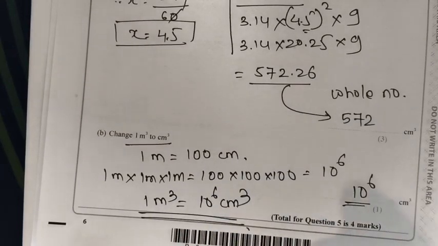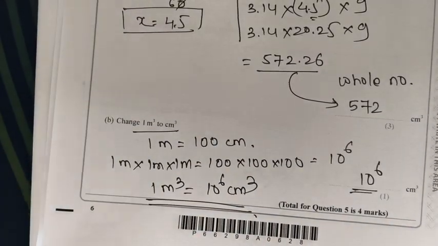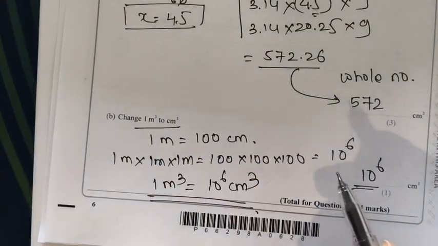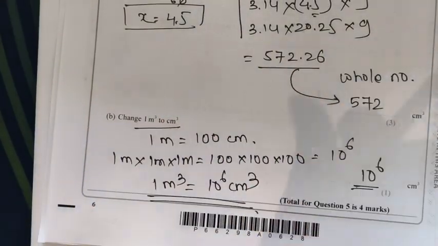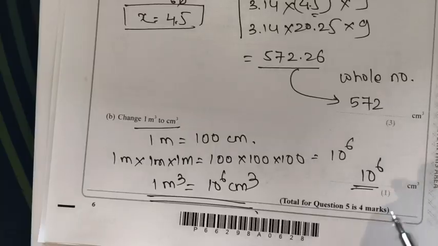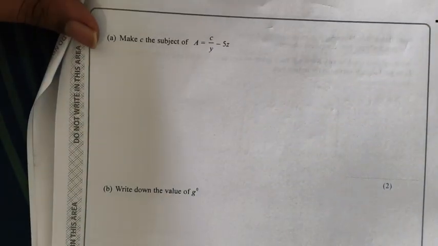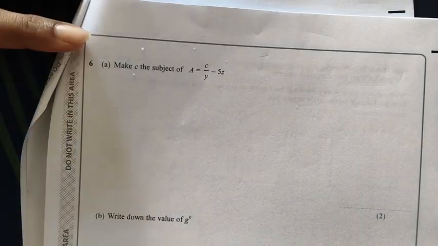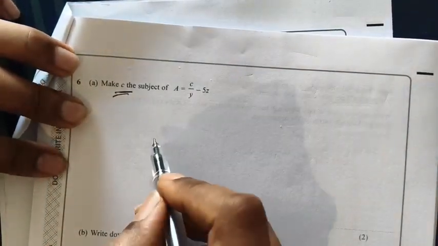Correct? Most people's mistake is that they simply think that my 1 meter is equal to 100, so 100 into 3, 300. No, that is the wrong approach for this. So again, easy marks, we have got 4. No problem. Now these kinds of questions will also give you a very easy way to score more. You have to make C the subject of the formula. Correct?